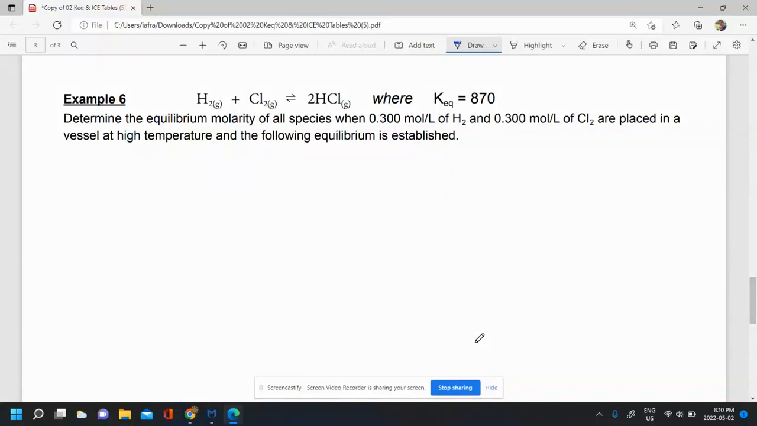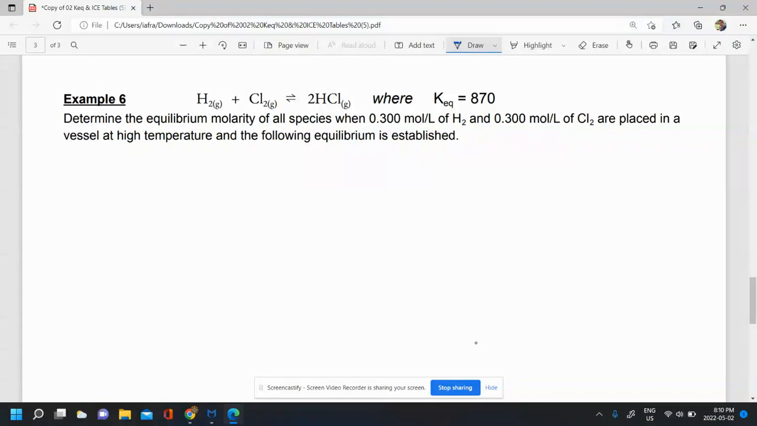In this video, we're going to do another ice table problem. This time, we're going to have to find the equilibrium molarities. So let's take a look at this one here. Determine the equilibrium molarity of all species when 0.3 molar of H2 and 0.3 molar of Cl2 are placed in a vessel at high temperature and the following equilibrium is established.